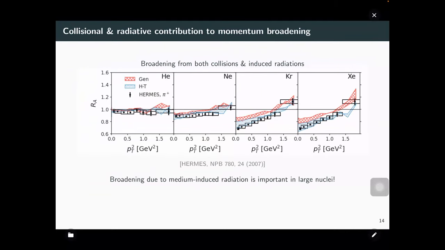So it seems that the medium-induced radiation not only introduces energy loss, but its effect of recoil on the original hard particle is very important to explain the transverse momentum broadening in a large nucleus.